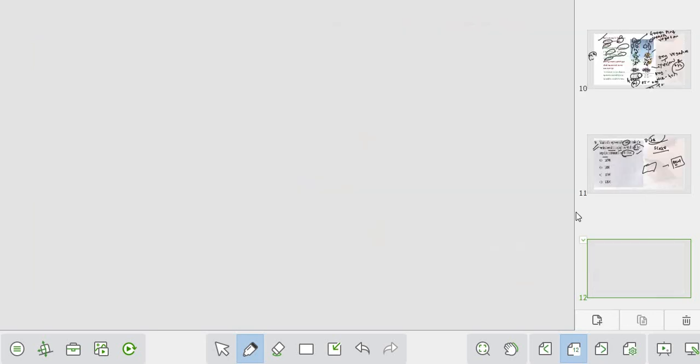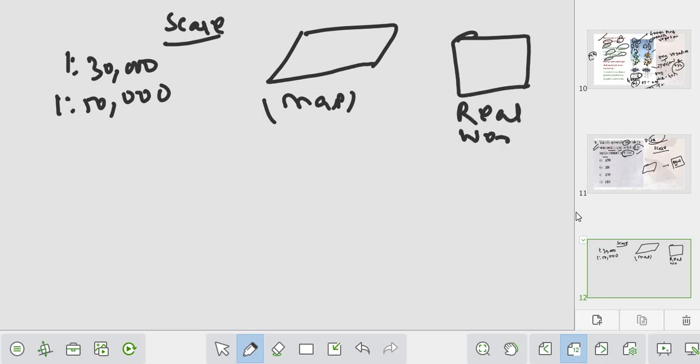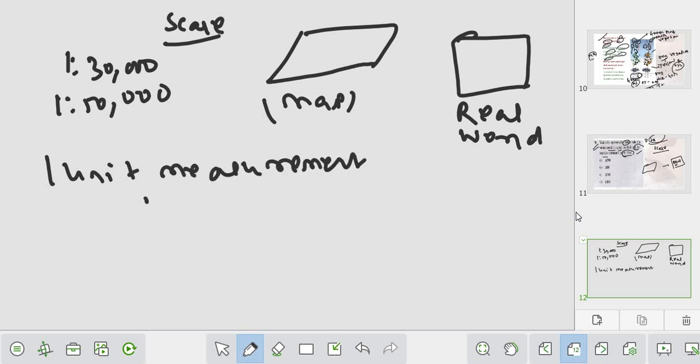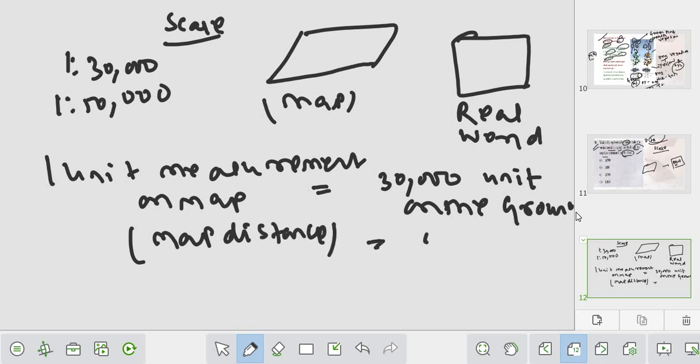Let me add some more points. Okay, scale. You must have heard of 1:30,000 scale and 1:50,000 scale, right? What is the meaning of this actually? Suppose take this as the map and this is your real world. Actually, what does scale mean? So 1:30,000 scale means one unit of measurement on the map is equal to 30,000 units on the ground. So that means this is the map distance and this is the actual ground distance. Okay, understood?